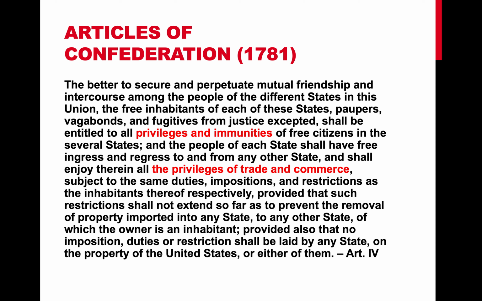With that goal in mind, the free inhabitants of each state, so naturally that excludes slaves, and it also excludes paupers, vagabonds, and fugitives from justice, shall be entitled to all privileges and immunities of free citizens in the several states. The idea here is that the inhabitants of one state should be entitled to the privileges and immunities that are given by the states to their own citizens, and the people of each state shall have free ingress and regress to and from any other state.